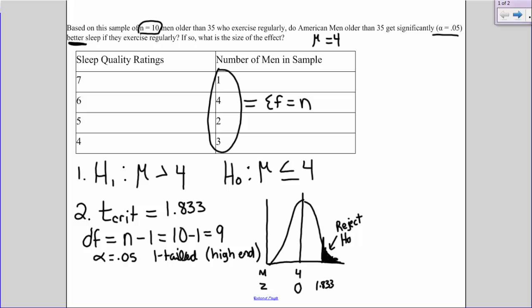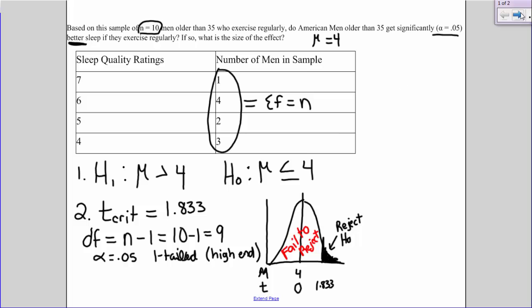I put a Z there, I'm still in Z mode, it's T, right? We don't know the population standard deviation, so we can't calculate Z. This is a T. And just like Z, the population mean has a T value of 0. So if we calculate our t-statistic in step 3 for our sample, and we get a value that's less than 1.833, then we have failed to reject the null, which says that either sleep quality is worse or it's not really any different based on exercise.